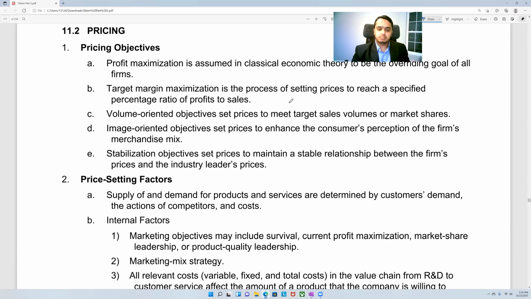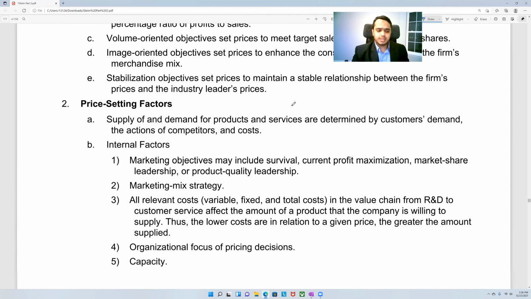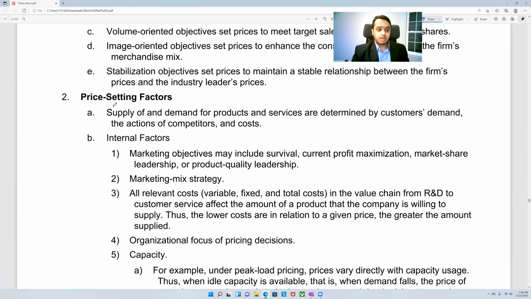Whatever margin you want, it should be much bigger, and that's how you want to sell it. If you're having a business, you want to sell it at a margin. Now, what are the price setting factors?